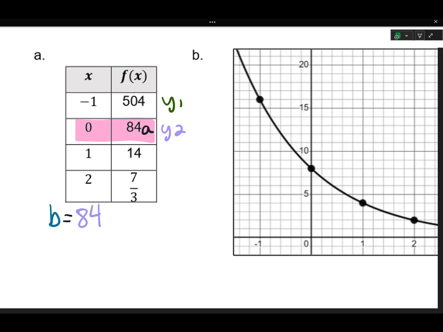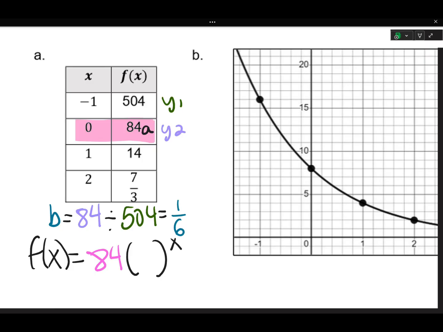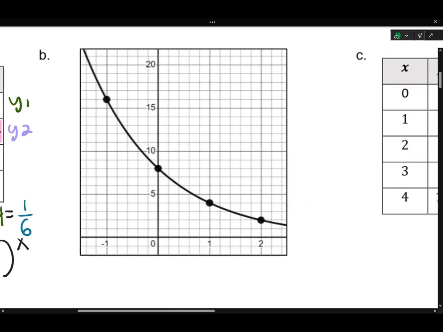84 divided by 504. 84 divided by 504 is 1/6. So, f of x equals 84, because that's an a term, times 1/6 to the power of x. Fantastic. Onwards we go to letter B.